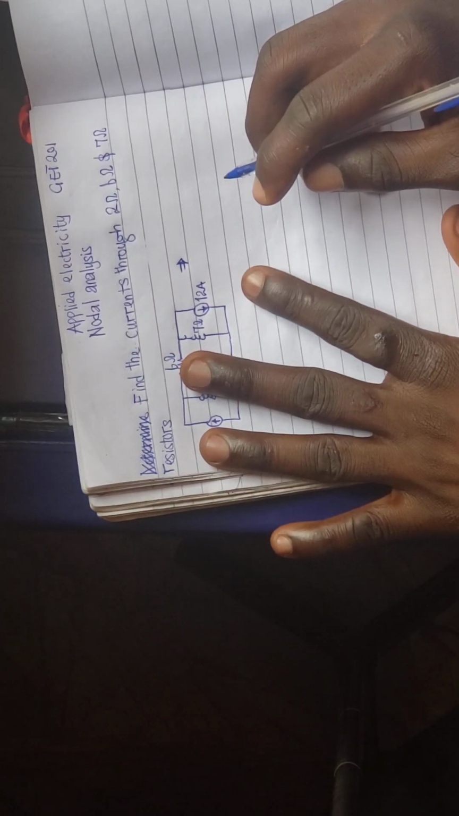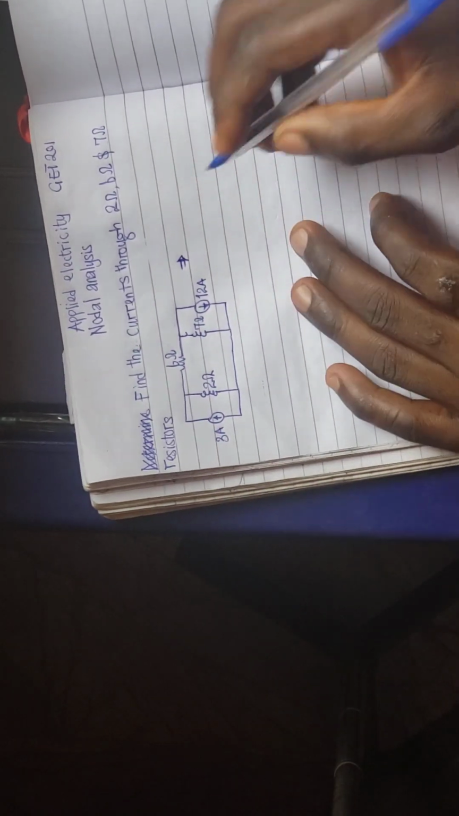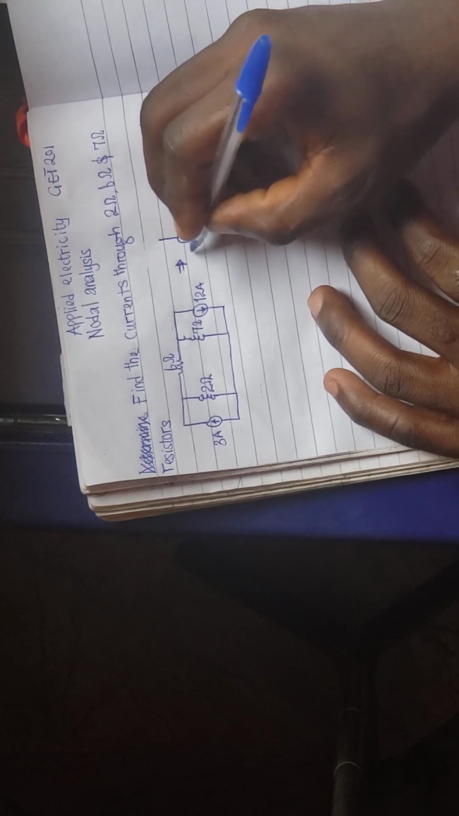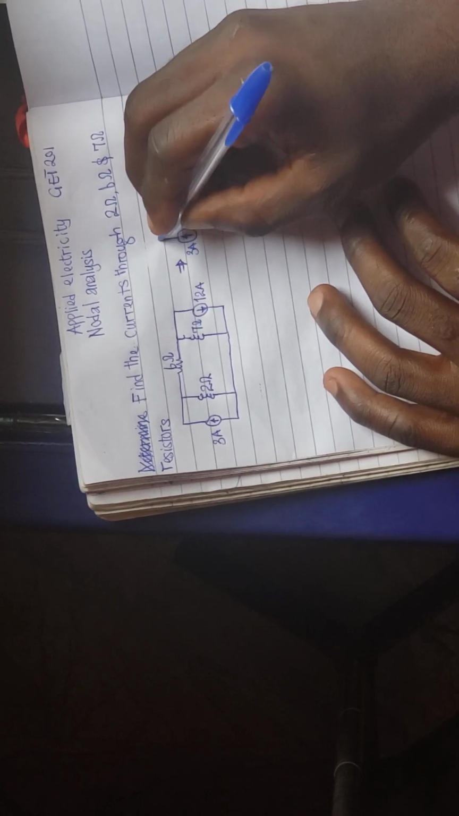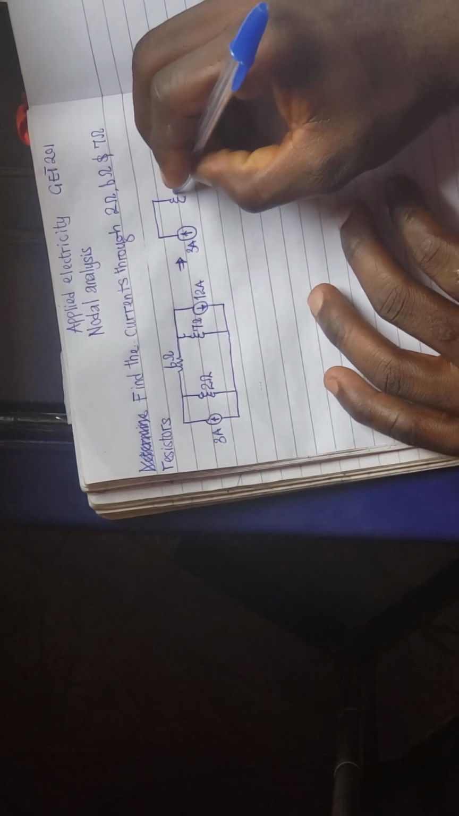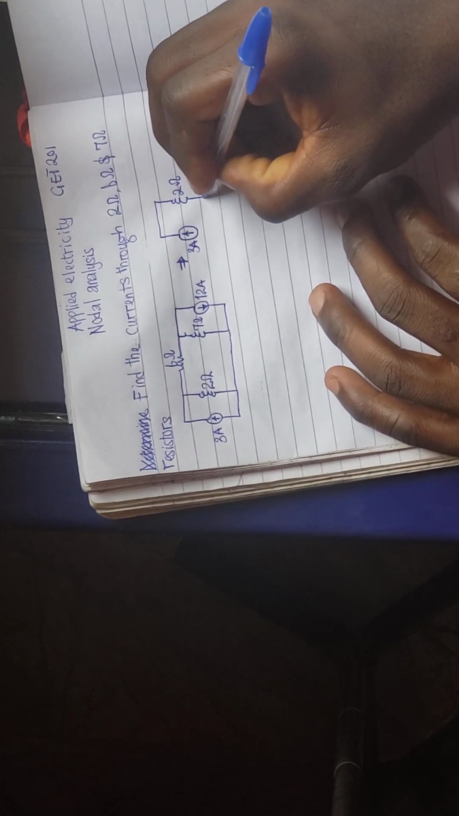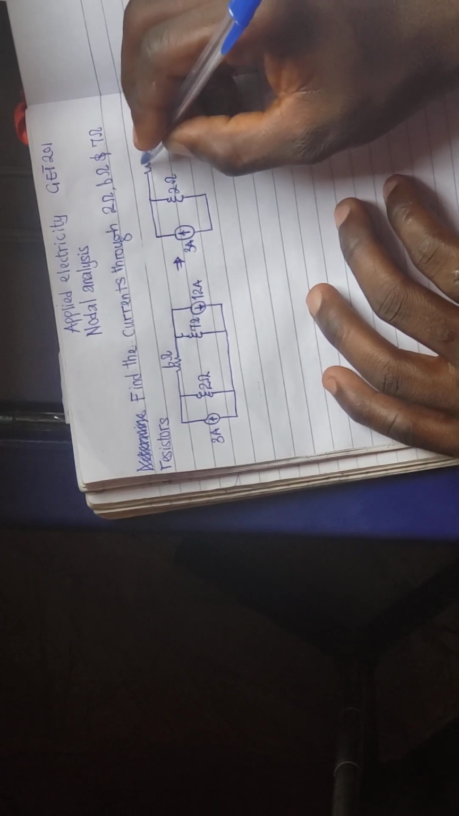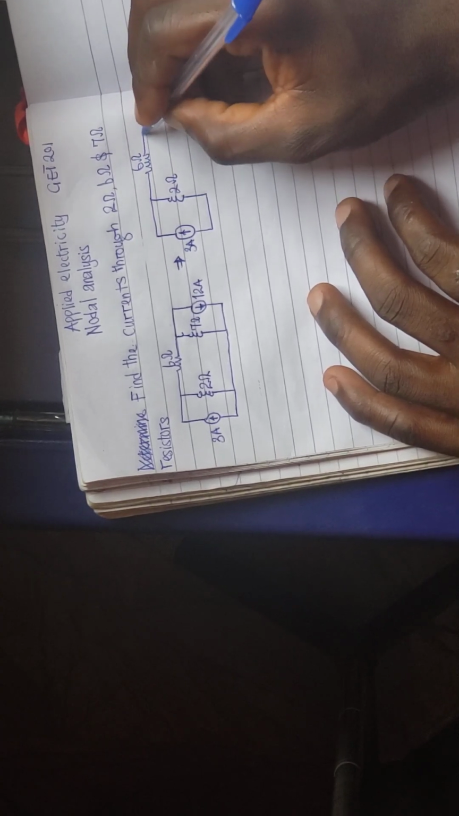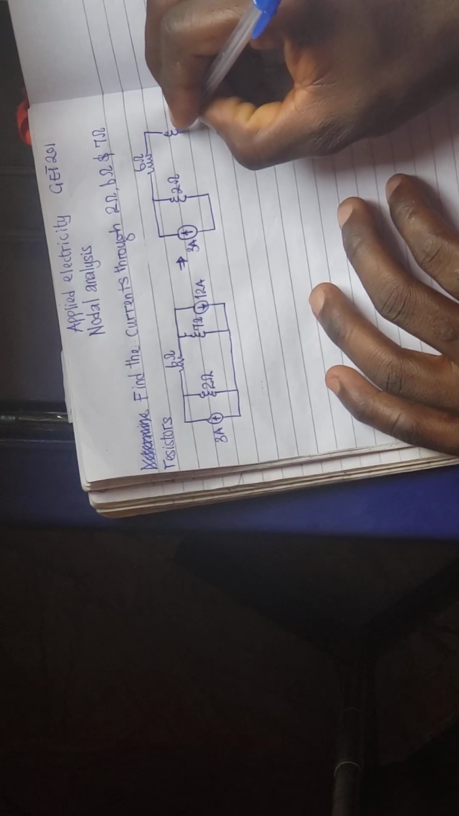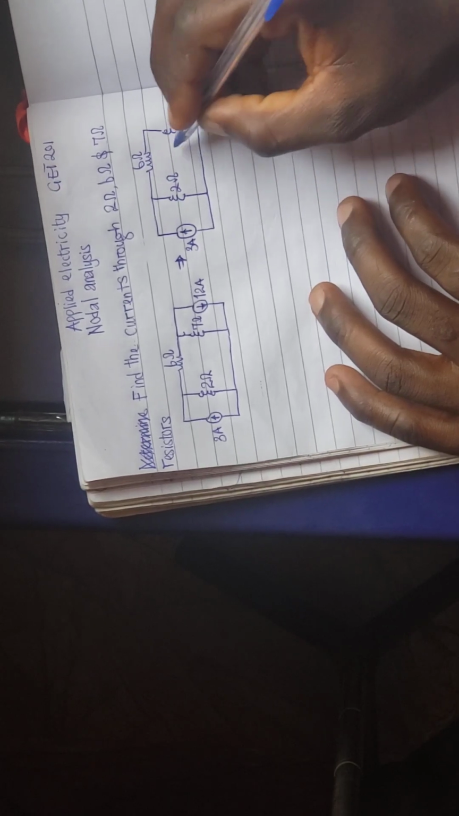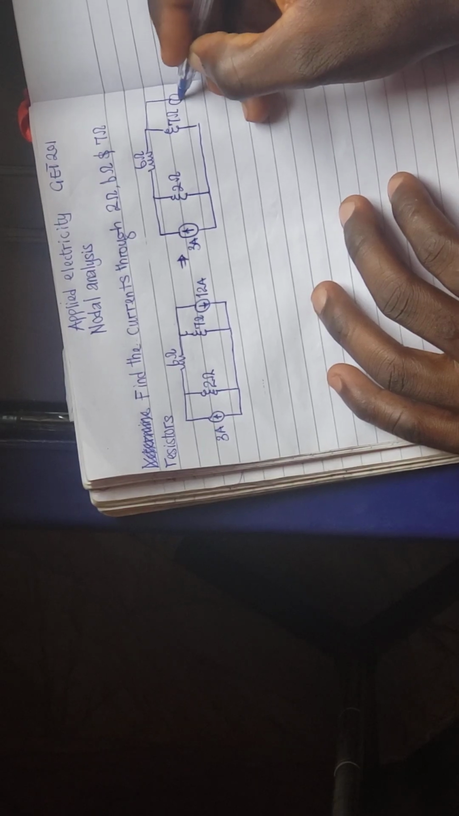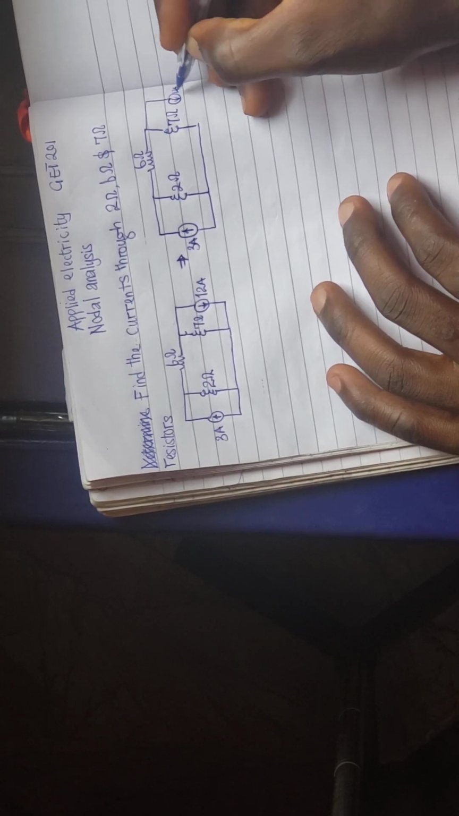So this circuit now, I'm going to redraw it this side. Let me be fast and just put them here. 3 amps and 2 ohms, 2 ohms. Here we have 6 ohms, 6 ohms. So we put it there. Here we have 7 ohms. Here we have 12 amps.